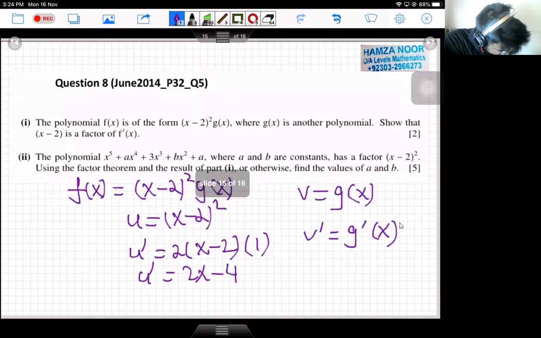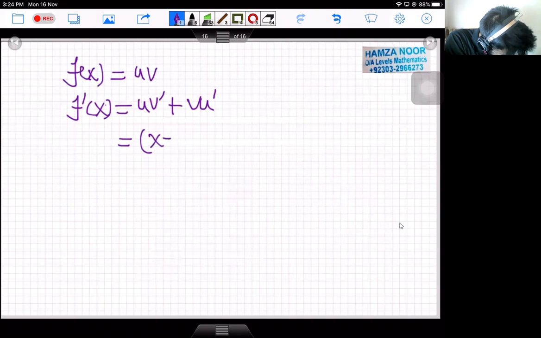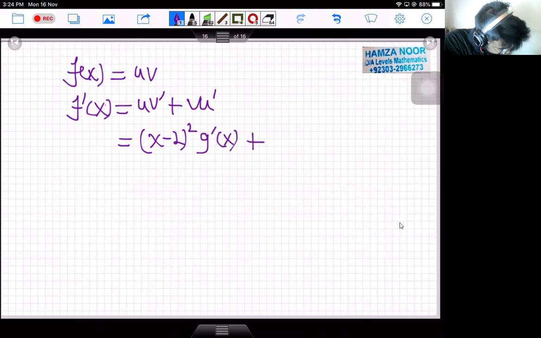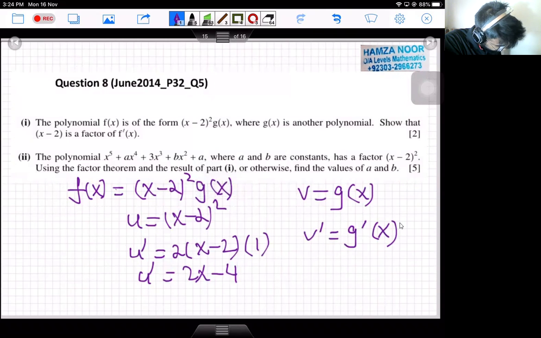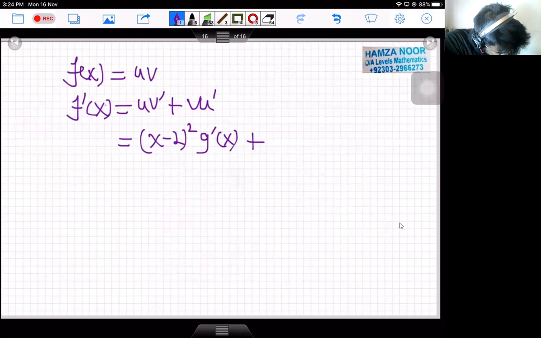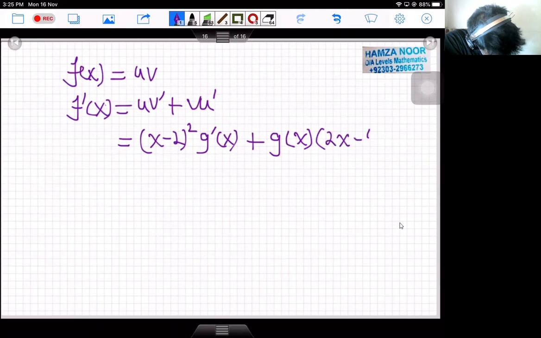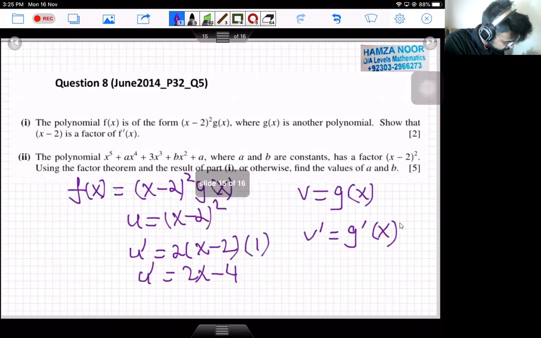All right. So u times v dash, (x minus 2) the whole thing squared times g dash x, plus v u dash, g(x) times (2x minus 4). All right. So now you have to prove that x minus 2 is a factor of f dash x.